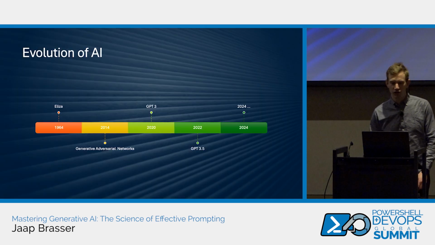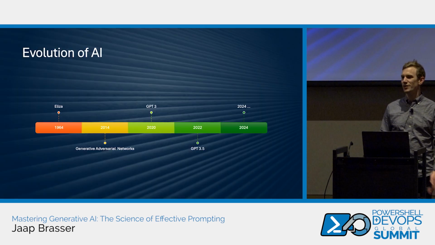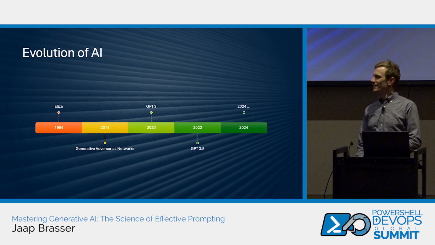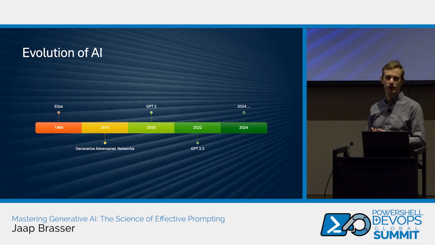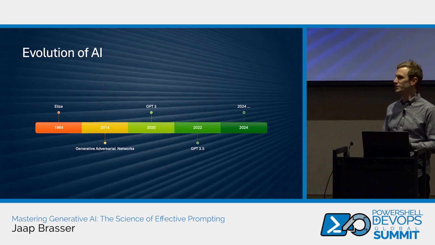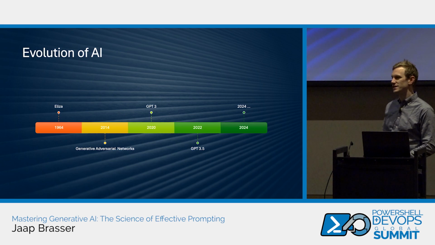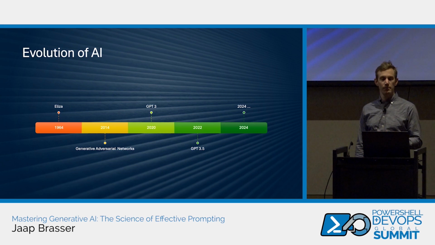A bit of a timeline of AI in general. I didn't really know where to start. I could have started with Alan Turing, but I think the first chatbot was Eliza in the 1960s. I think my favorite bot that ever came out, does anyone remember Microsoft Tay? That one was fantastic.